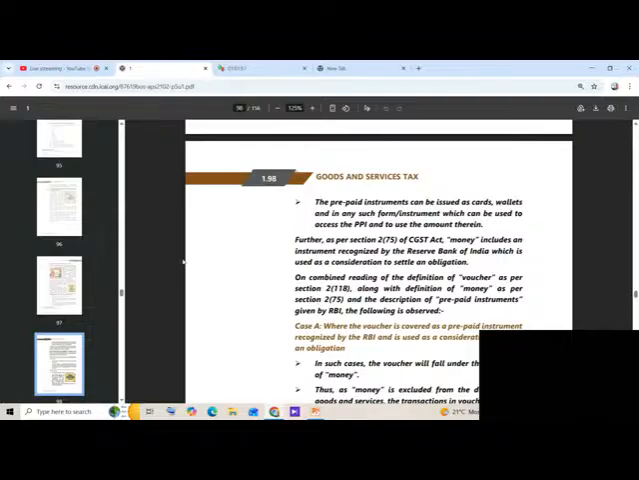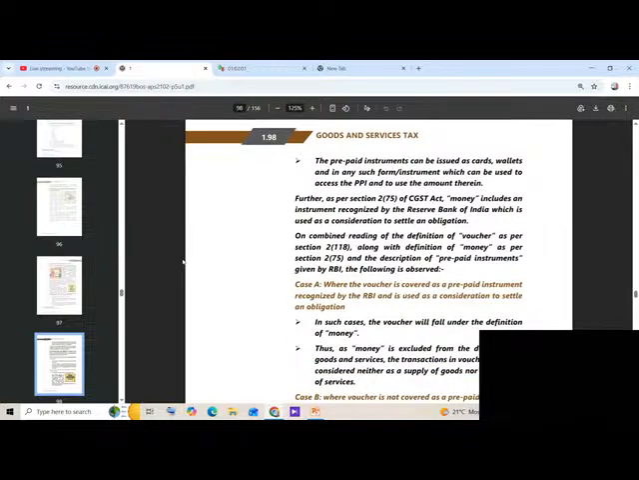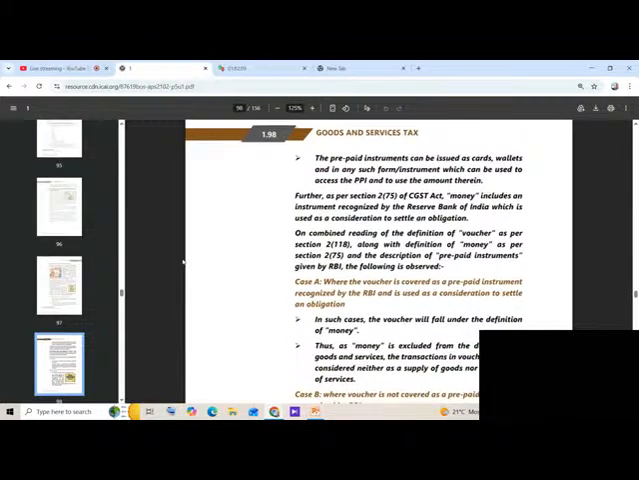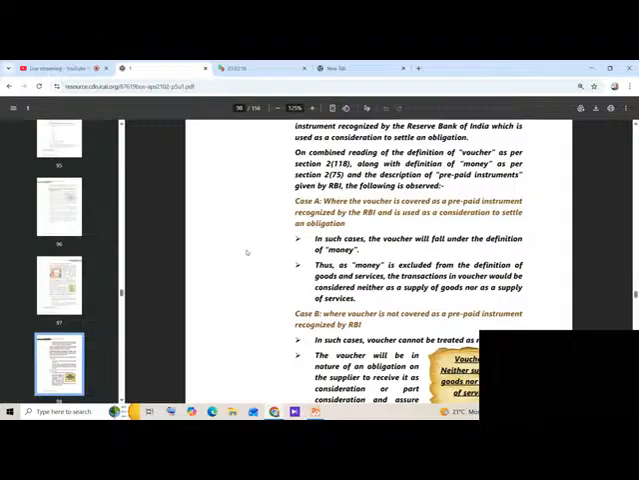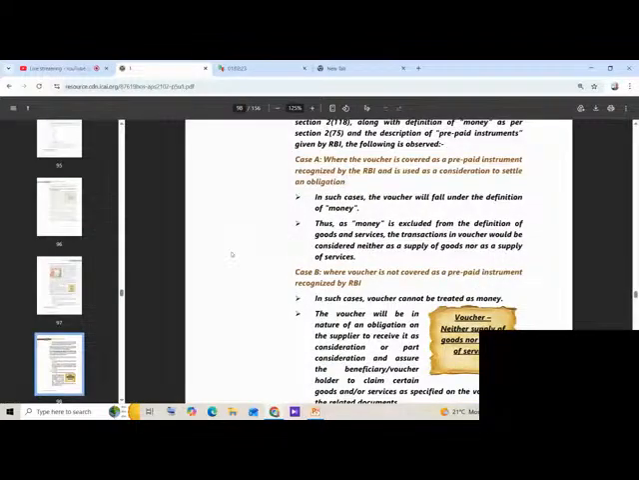On combined reading of the definition of voucher as per Section 2(118), along with the definition of money as per Section 2(75), and the description of the prepaid instruments given by RBI, the following is observed. Where the voucher is covered as a prepaid instrument recognized by the RBI and is used as consideration to settle an obligation, in such cases, the voucher will fall under the definition of money. Thus, as money is neither supply of goods nor supply of services, we consider it neither as supply of goods nor as supply of services.